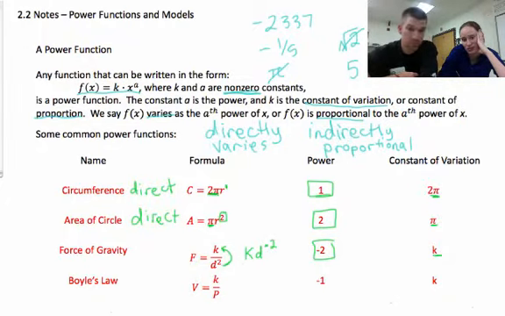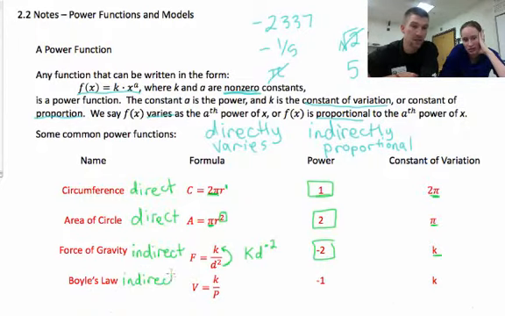If we had a problem where we were actually trying to do something with this, they'd have to give us enough information for us to be able to find k. So that would be a constant based on what the problem is. So this is indirect variation. Boyle's law also strongly resembles the force of gravity, so it also would be indirect.